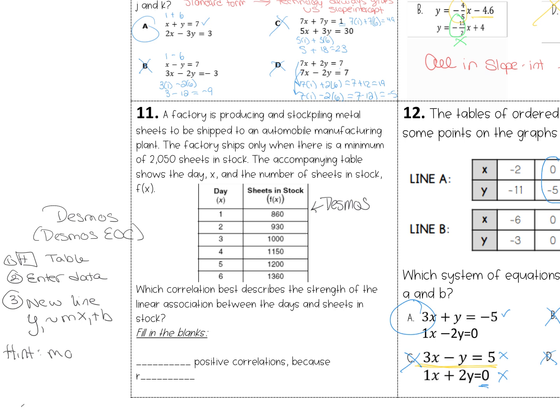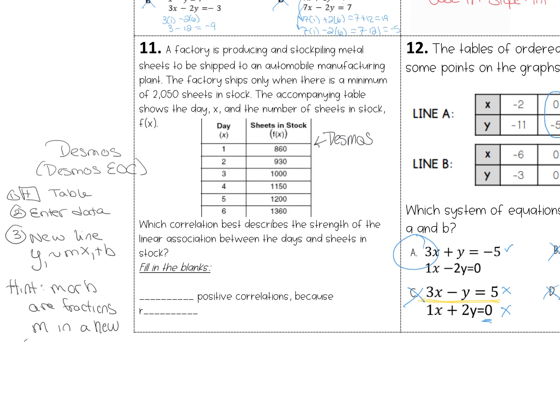If m or b are fractions, you can put m in a new line, and at the beginning of the line there's a little button that looks like this. If you tap it, it will make it become a fraction for you. So let's go ahead and put this in.